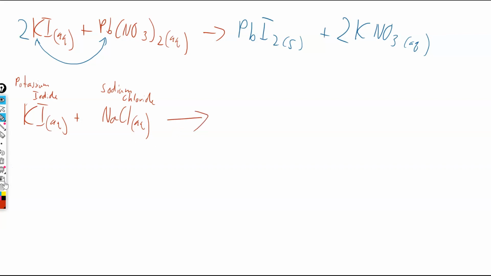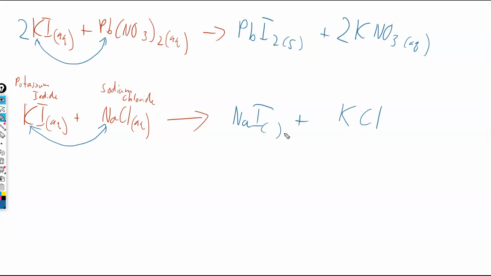But again, we have a double replacement here going on. Okay. So let's say these two switch spots. So if those two switched again, that means we'll have sodium iodide plus potassium chloride. Okay, 1 minus, 1 minus, and we're good. So then everything is balanced.